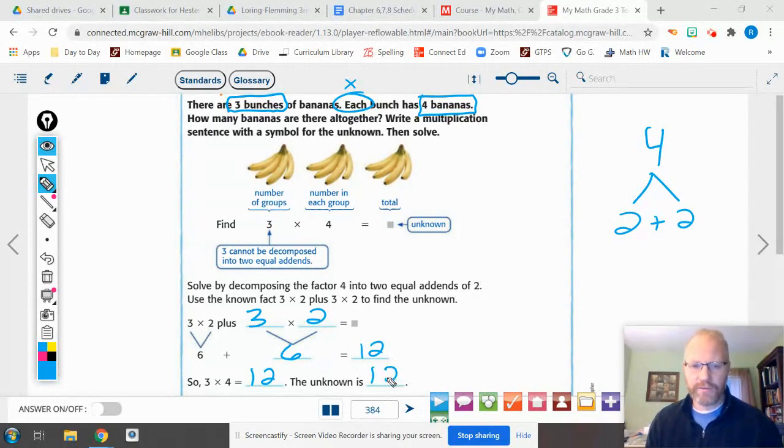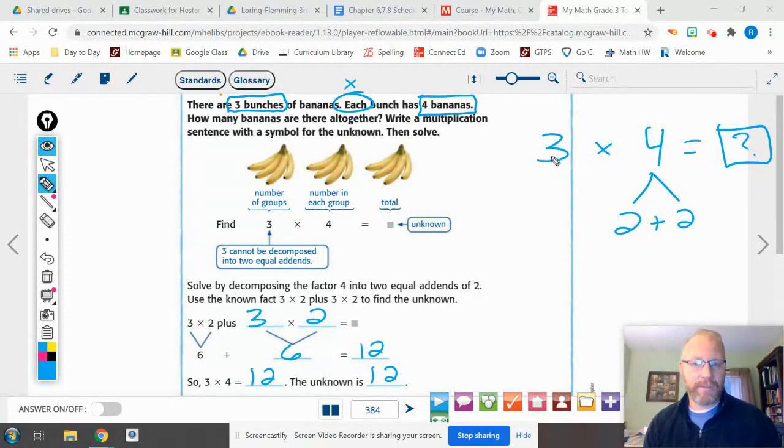The unknown is 12. Can I break this down a little further? So we had 3 times 4. 3 times 4 equals something we didn't know. Maybe you did know, but we're still practicing the skill of breaking a number down. So please bear with us when you say, I already knew 3 times 4 was 12. Doesn't matter. We're saying, do you know how to break this down into smaller numbers? So 3 times 4 equals unknown.